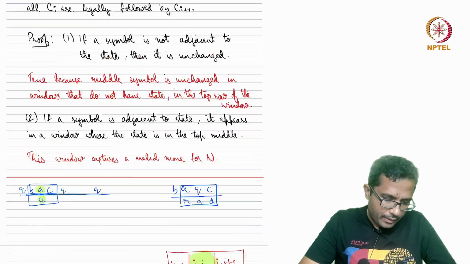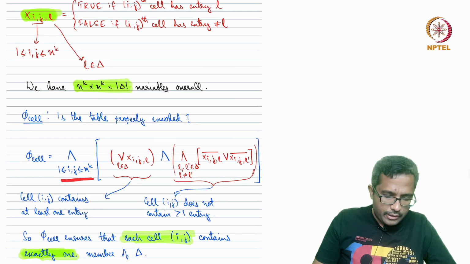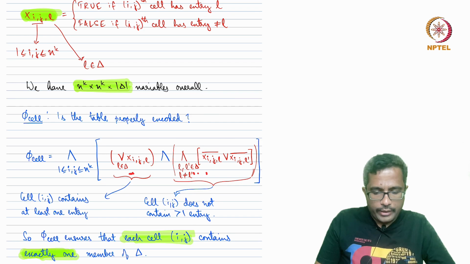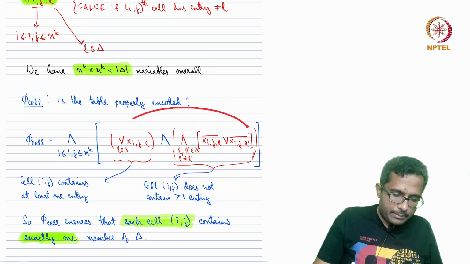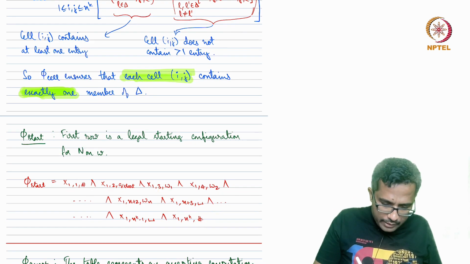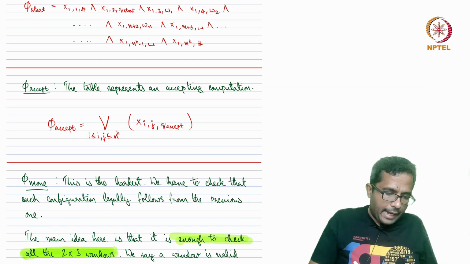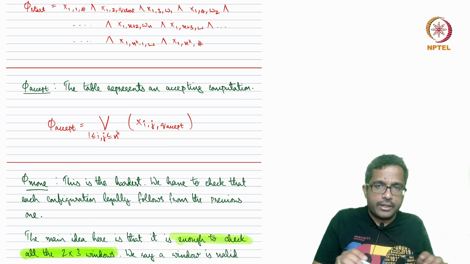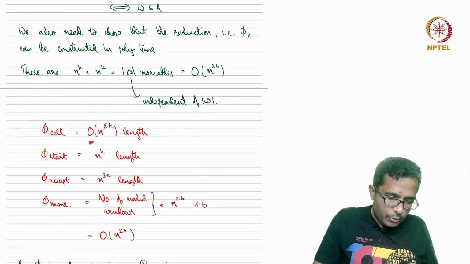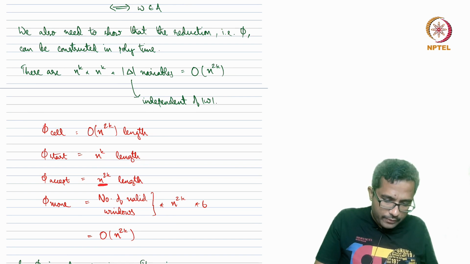Now phi cell, if you see, this is n^{2k}, but inside it is just dependent on delta. So here there is delta, here there is delta squared, so it is still O(n^{2k}), because this part is constant once i and j are fixed. Phi start, basically there is only one row, so it has only n^k variables, not even O. And phi accept has actually n^{2k} variables, again not even asymptotic, exactly n^{2k} variables. So that's what I have written here. Phi cell has O(n^{2k}) length, phi start has n^k length, phi accept has n^{2k} length, okay, so there is not even O here.